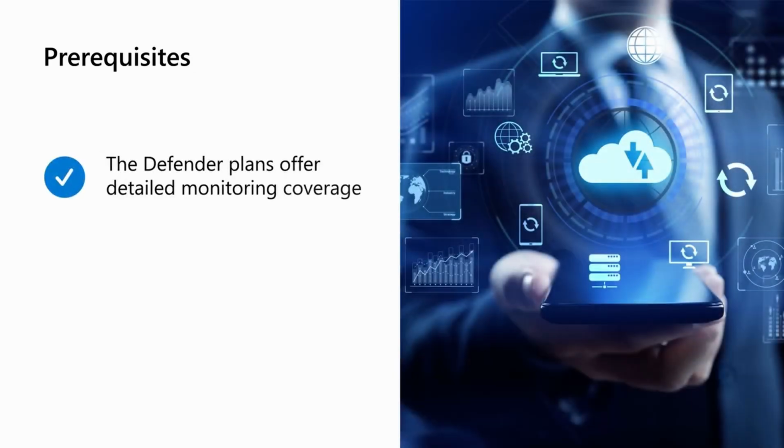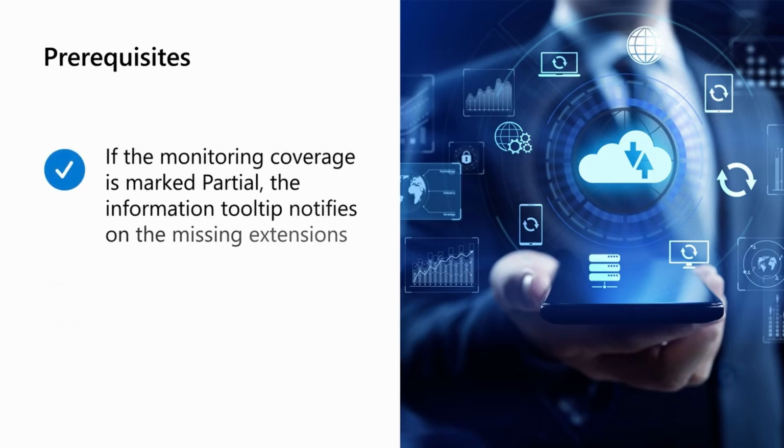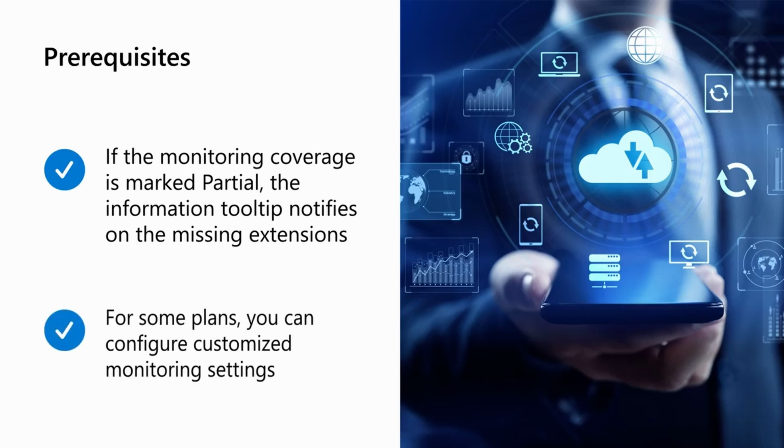Have you checked out the Defender plans? They provide detailed monitoring coverage information. When the monitoring coverage is marked as full, it means all the required extensions are installed. However, if it's labeled as partial, don't worry. The information tooltip will let you know which extensions are missing. Plus, certain plans even allow you to customize specific monitoring settings according to your needs. It's all about giving you control and ensuring comprehensive protection.